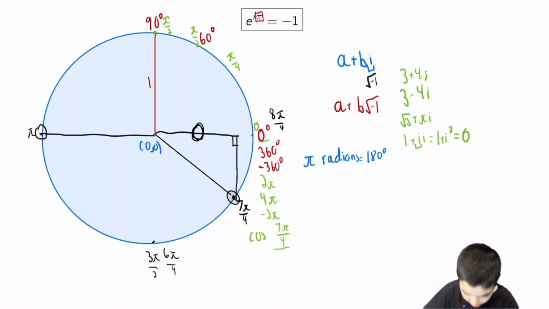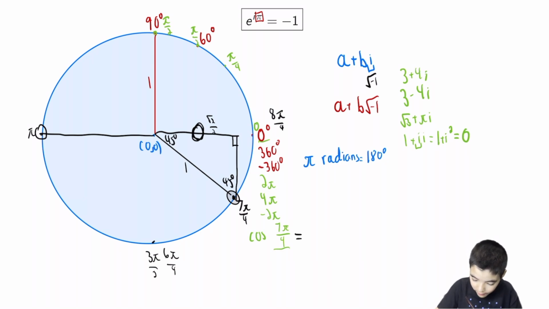Let's just compute cosine of 7 pi over 4. Since it's 7 pi over 4, it's a 45, 45, 90 right triangle. And we know that it's the unit circle, so the hypotenuse is 1. So then that is √2/2, and that's the x-coordinate. Cosine of 7 pi over 4 is equal to √2/2.